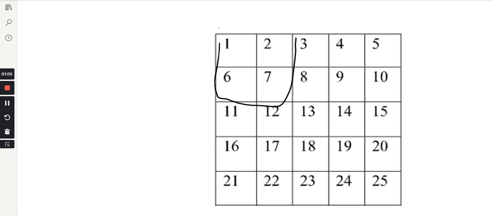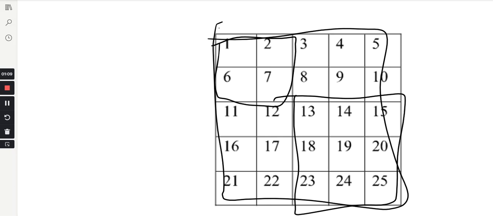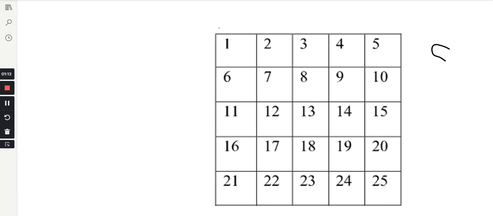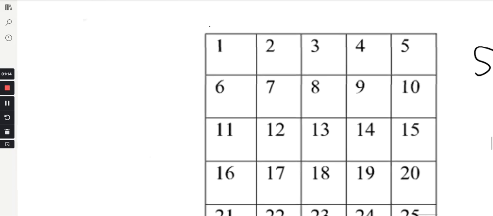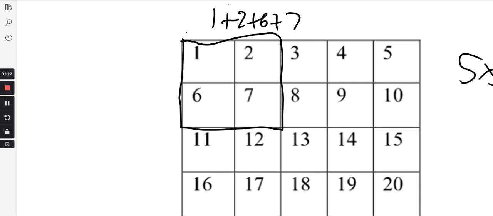But we're saying any size. So we can say 2 by 2. We can say 3 by 3. We can even say the whole square. And this is a 5 by 5 square, which will help us. Now the rule is, take a 2 by 2 square. It will be 1 plus 2 plus 6 plus 7. That would be 16. That works.